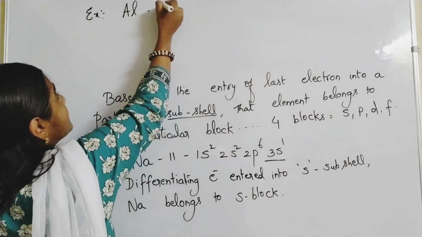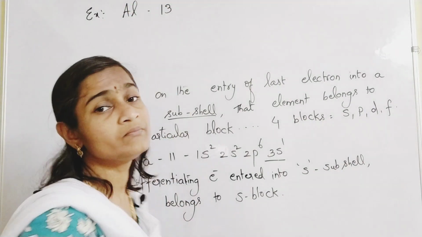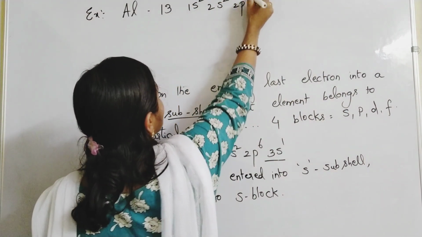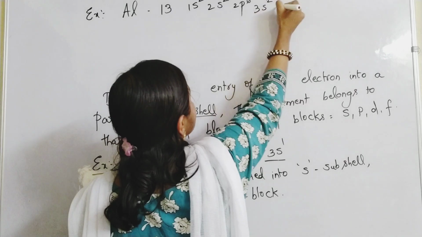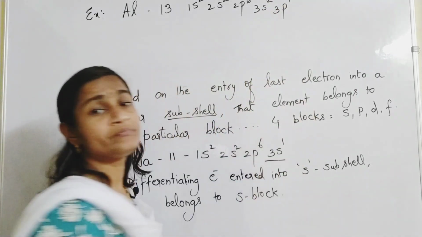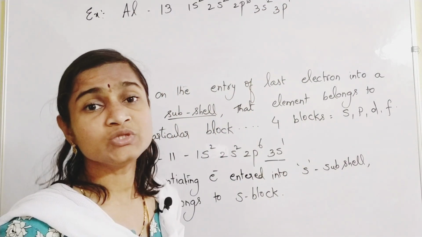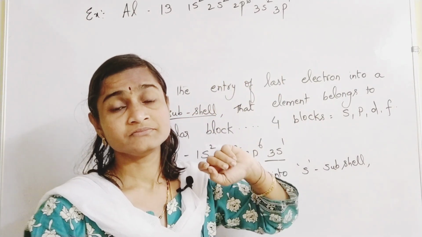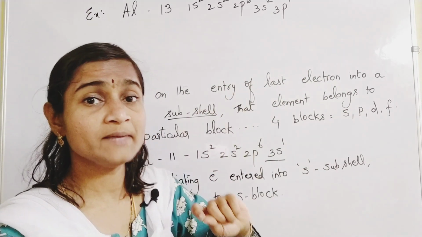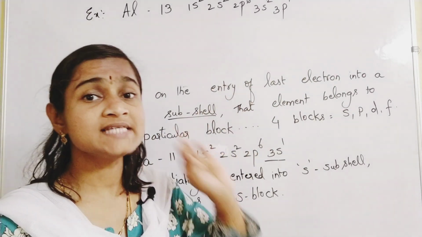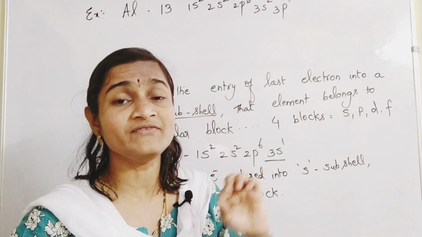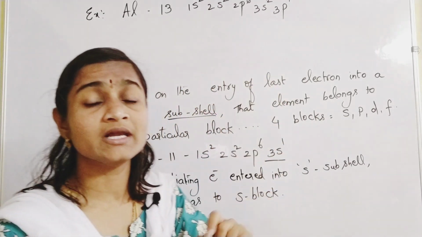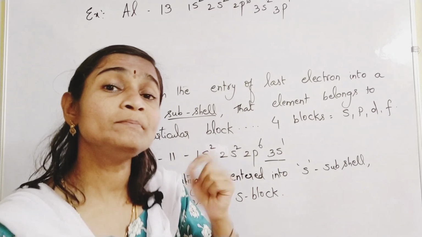Aluminium, atomic number is 13. Its electronic configuration is 1s2, 2s2, 2p6, 3s2, 3p1. Here the last entering electron has entered into 3p, that means the p subshell. Last electron has gone into which subshell for aluminium? The p subshell. So aluminium belongs to p block.